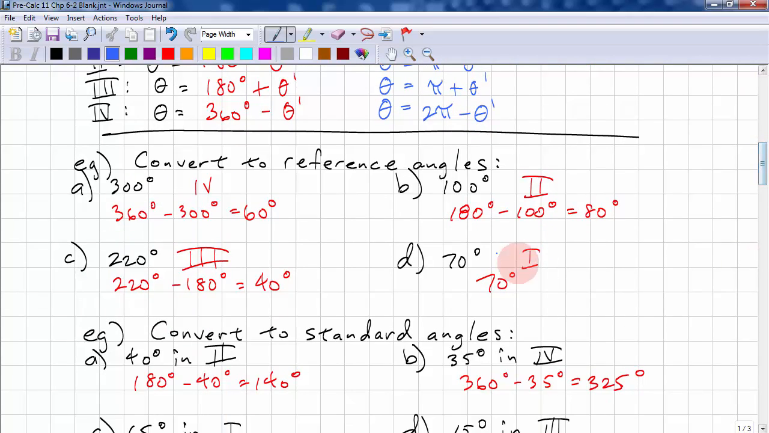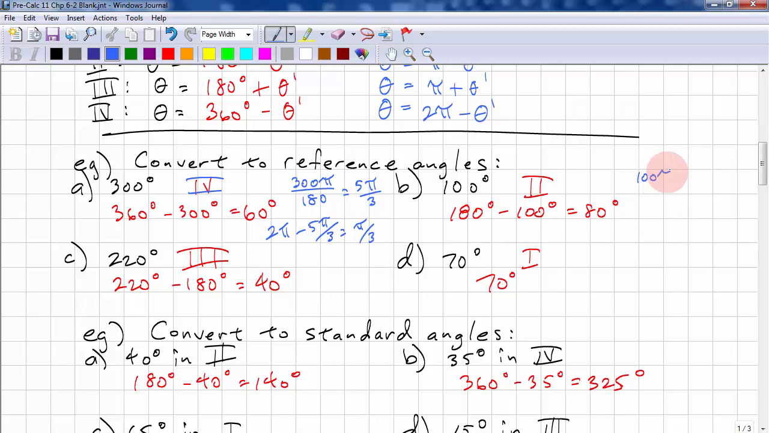Looking at our conversions for quadrant 4, we need to convert 300 degrees first. So this is 300 pi over 180. Remember, we multiply by pi and divide by 180. This is 5 pi over 3. So we have 2 pi minus 5 pi over 3. And we get pi over 3 as the reference angle.